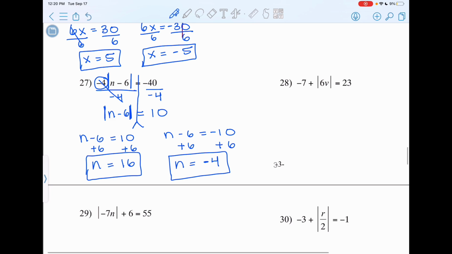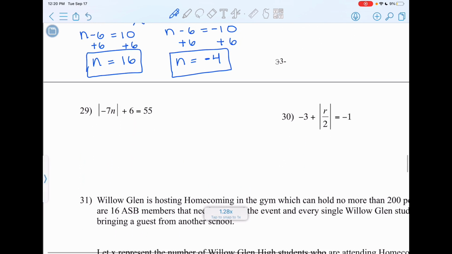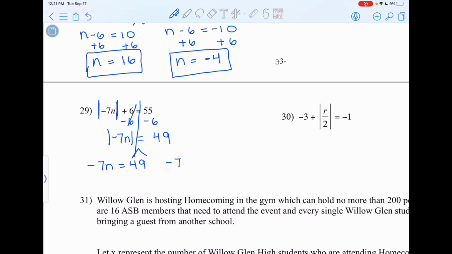Last one, let's do number 29. Once again, my absolute value is not by itself. So what I need to do is I need to subtract 6 to both sides. And I'm left with the absolute value of negative 7n is equal to 49. And now that the absolute value is by itself, I break it up into its two problems. Negative 7n equals positive 49, and negative 7n equals negative 49. I divide by negative 7 to both sides, and I get n is equal to negative 7.